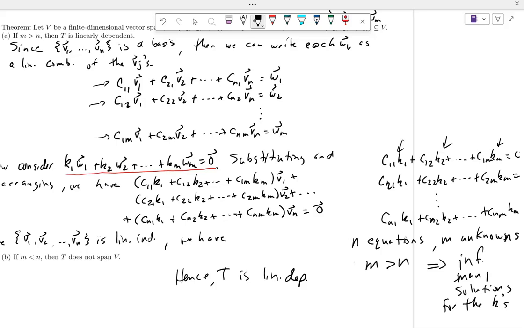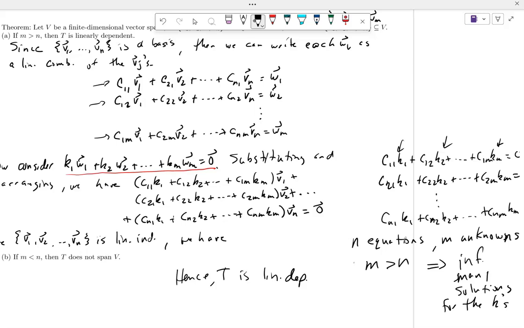All right. So I know it was a lot and it was quick. The reason why it was quick is I don't want you to reproduce this on a test. I want to tell you why it was true. Here's the conclusion. If you have too many vectors, and by too many I mean I know what a basis is, and I've got more vectors in another set, it cannot possibly be linearly independent. Okay? If you have too many, can't be linearly independent. Okay? The next part says if you have too few, then it can't span.